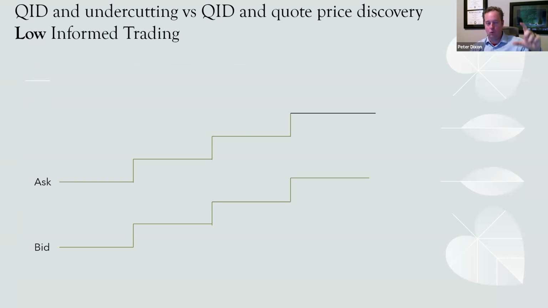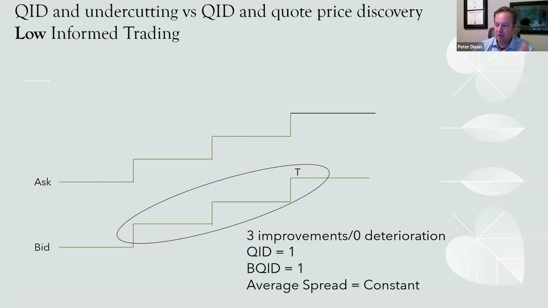So the idea here is if quotes are moving up to anticipate trades. Let's say there's a bunch of quote improvements on both sides of the market, and then there's a trade, you would see 3 improvements and 0 deteriorations. And so you would get a quid of 1 because of the 0 deteriorations. If you just calculate quid on the bid side of the market, you know what?